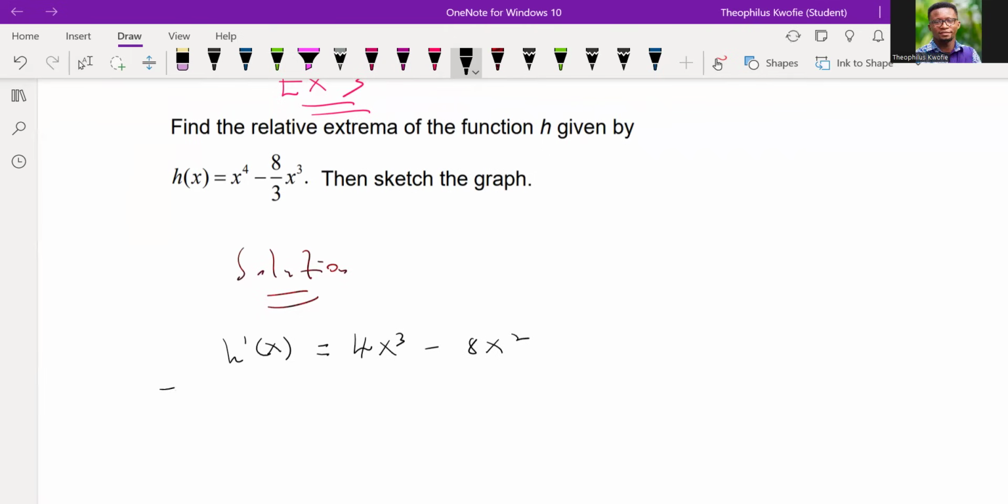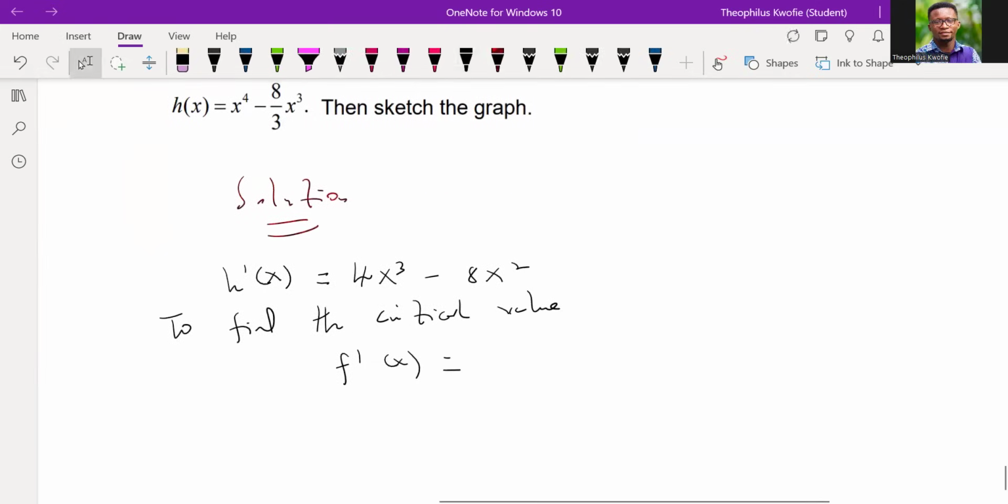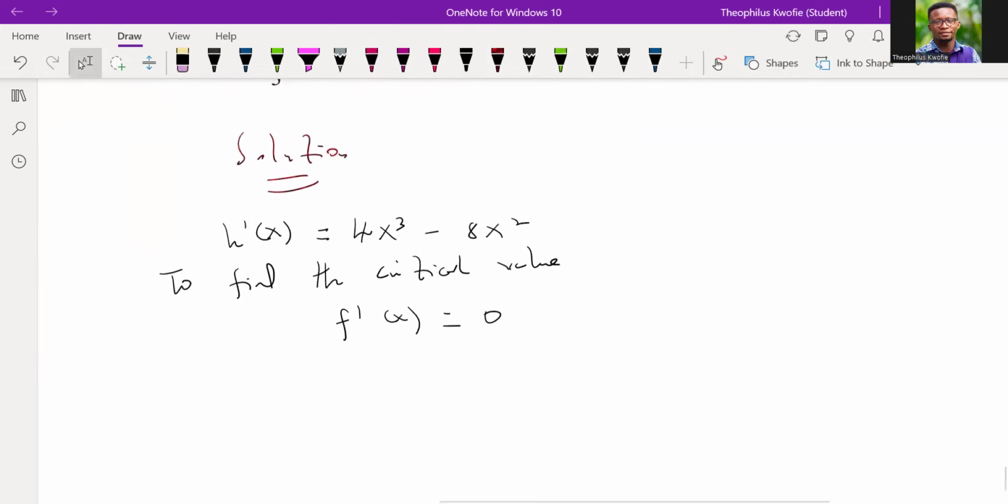Now, remember, to find the critical value, we said that our f prime of x, remember this one is just a polynomial, you just equate it to 0. Then you would continue with the discussion.